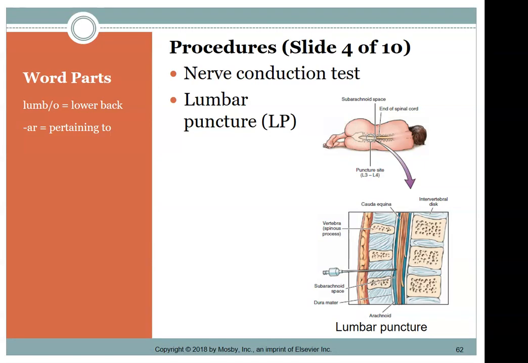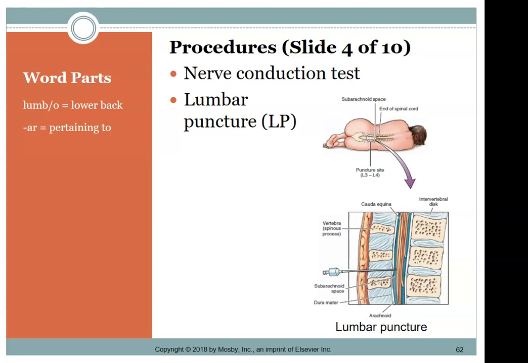A nerve conduction test is used to test the function of the CNS and the PNS. Conduction time through a nerve is measured after a stimulus is applied. It is used to diagnose polyneuropathies.